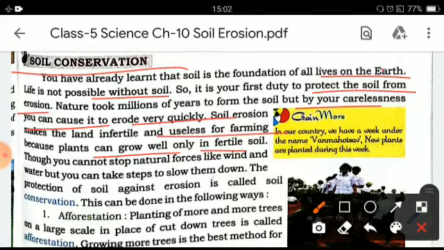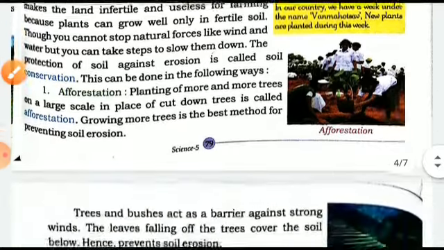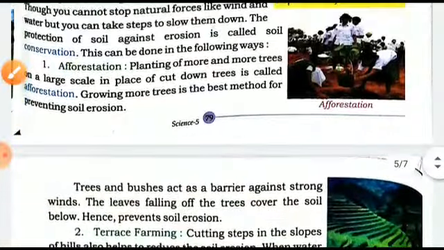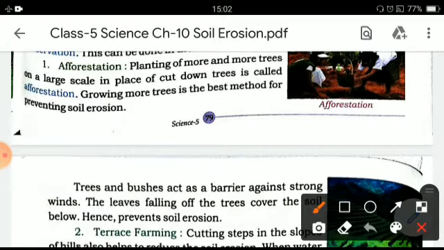Though we cannot stop natural forces like wind and water, we can take steps to slow them down. The protection of soil against erosion is called soil conservation, and this can be done in the following ways. How can we conserve the soil?